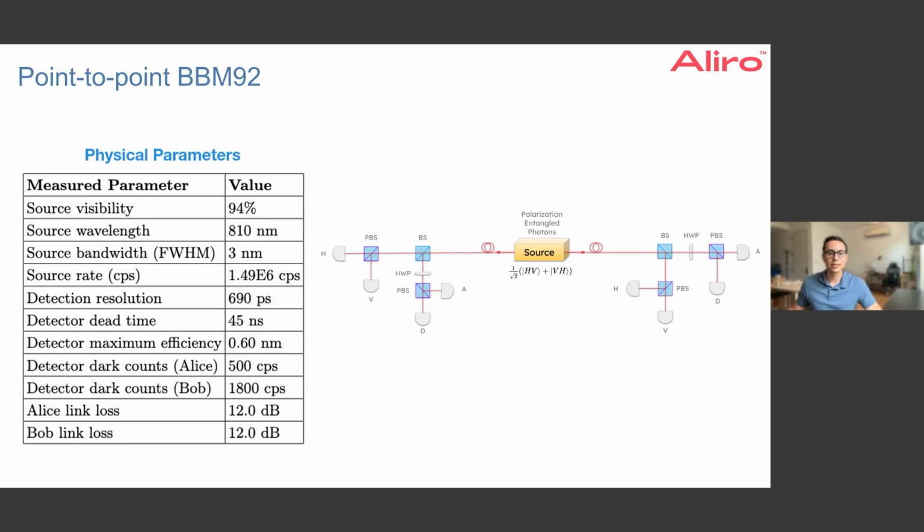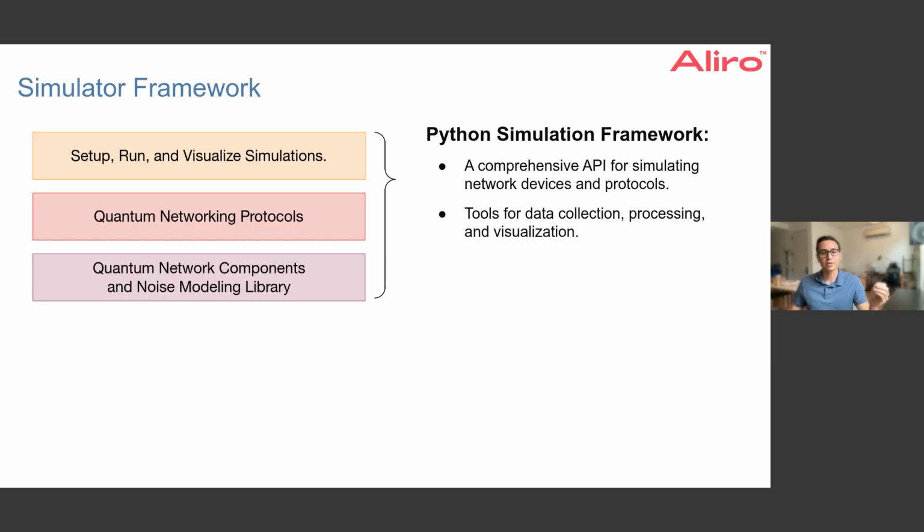How do we design this? How do we align our optical components? How do we ensure the signal integrity that we expect based on these performance specs? And so that's where really the simulator comes into play. So simulation is critical here for setting up, running, and visualizing simulations of this link, right?